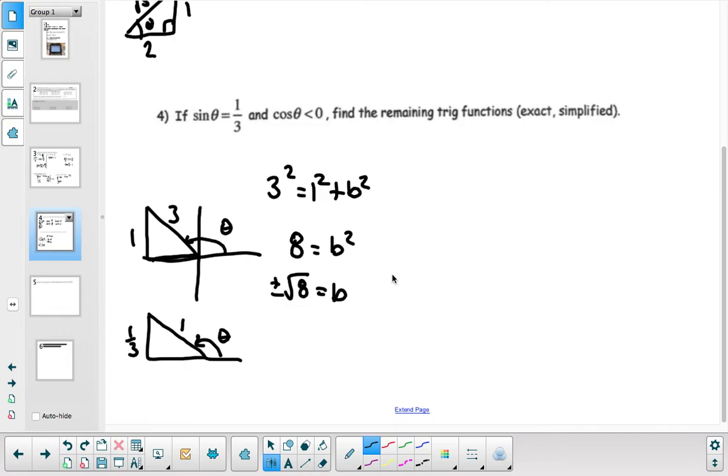The reason we have to consider the plus or minus is that we have to consider the sign of cosine. When we're dealing with real right triangles, you don't have to consider the plus or minus, but now we're not really working with a real right triangle, we're working with a coordinate, and we're using triangles to help us. In this case though, cosine is supposed to be negative, and this is going to relate to our cosine, so we want this to be negative root 8, or negative 2 root 2, depending on which version you're wanting to use.